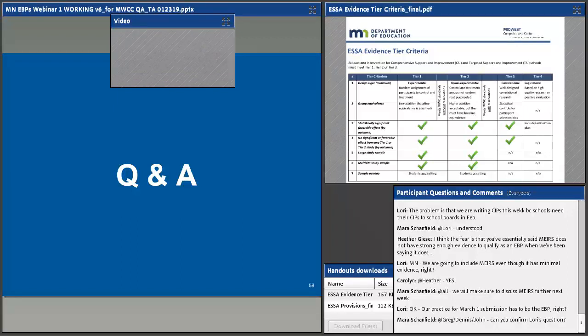But at this point we feel comfortable with MIRRORS being on our list of evidence-based practices for ESSA. I think that would be our starting point, but we will definitely take another look at that one, as we are consistently with other ones.